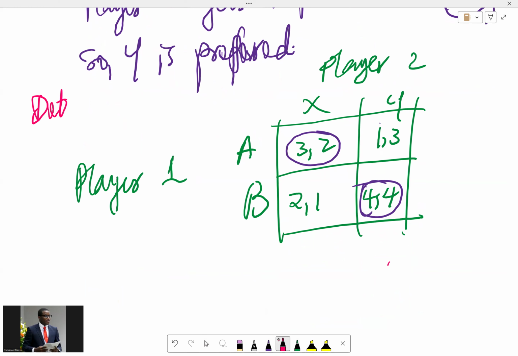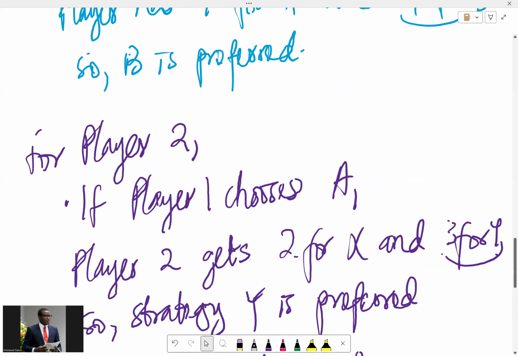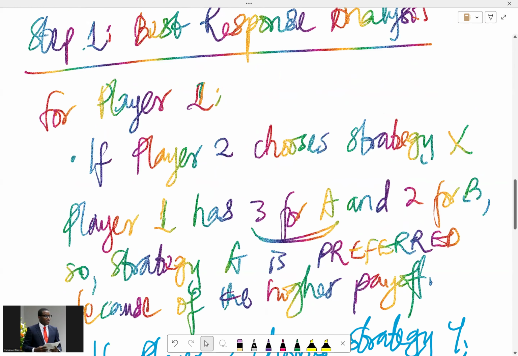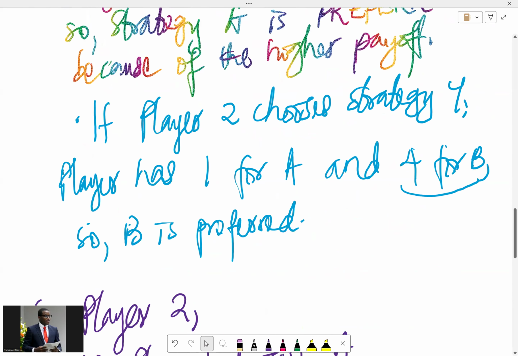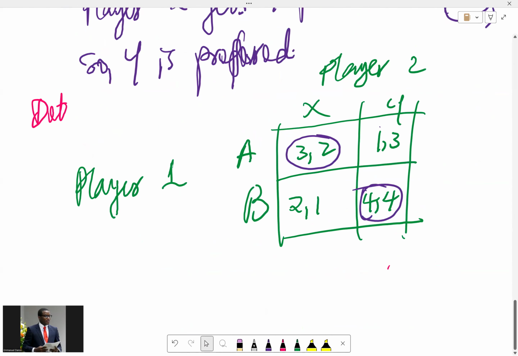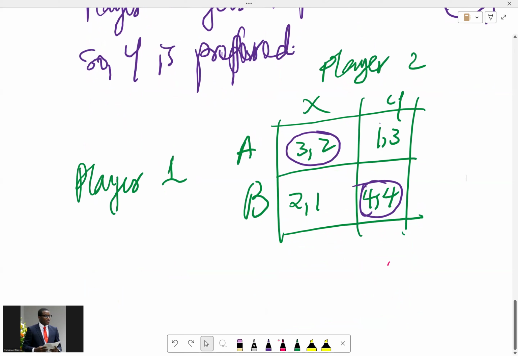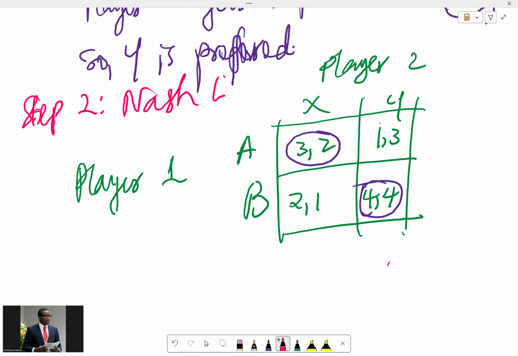We've talked about best response, right? Best response is step one here. Then the next thing should be the Nash equilibrium. So that should be our step two. Step two is Nash equilibrium. That's the next thing we are doing, and that's why I'm drawing this table again to drive the point home. I'm just repeating what has happened there.